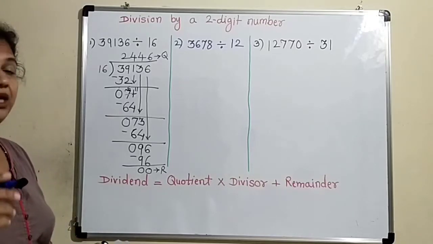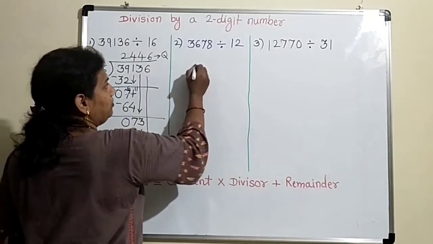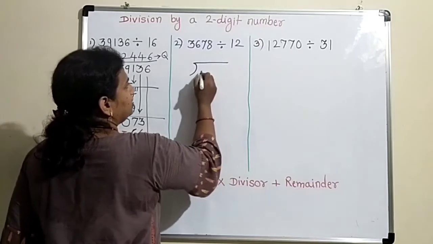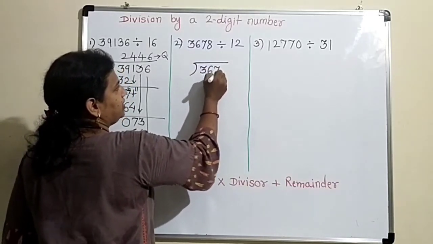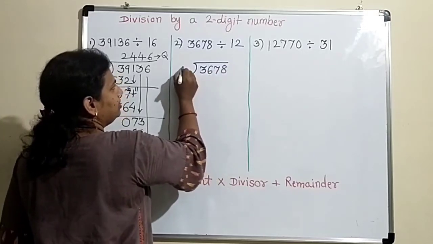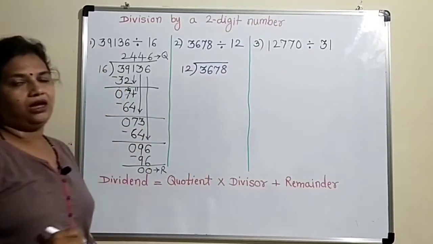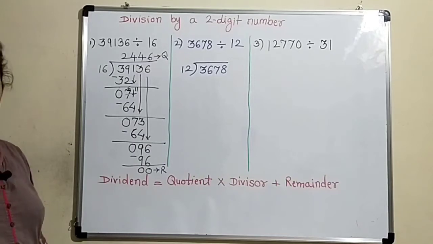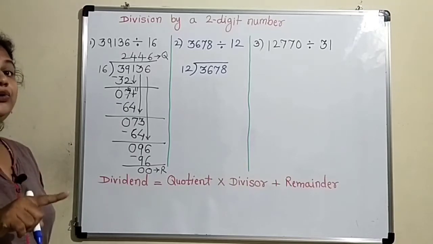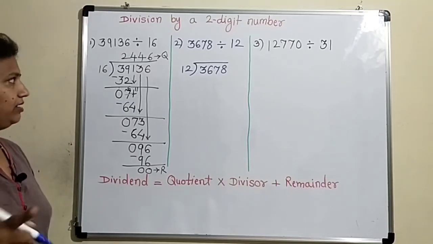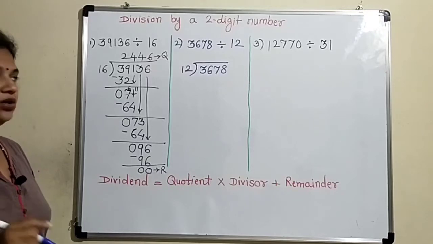3678 divided by 12. Again the same way, write it in the symbol of division. 3678, the bigger number inside, the divisor outside. Again the same procedure, you must know the table of 12. If you are not knowing, then you have to do it on trial and error basis, right? That means you have to check whether it belongs to.